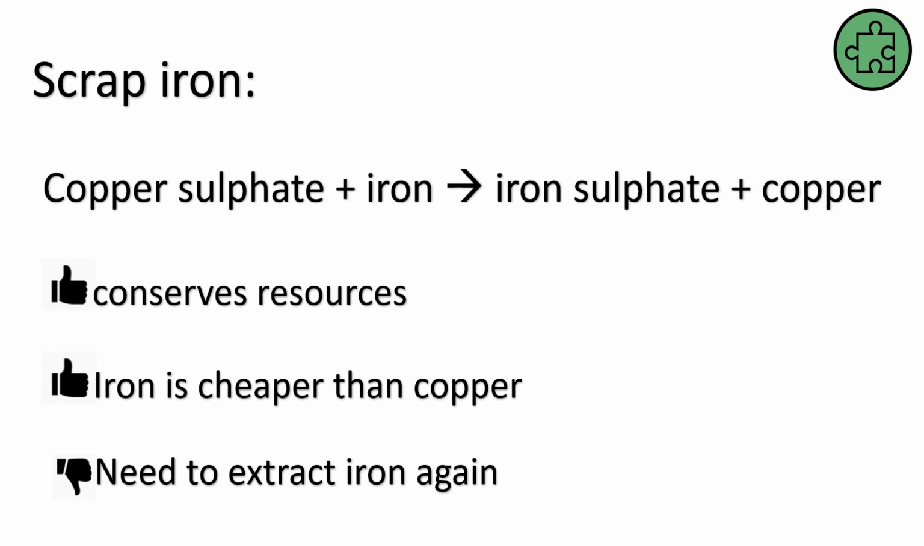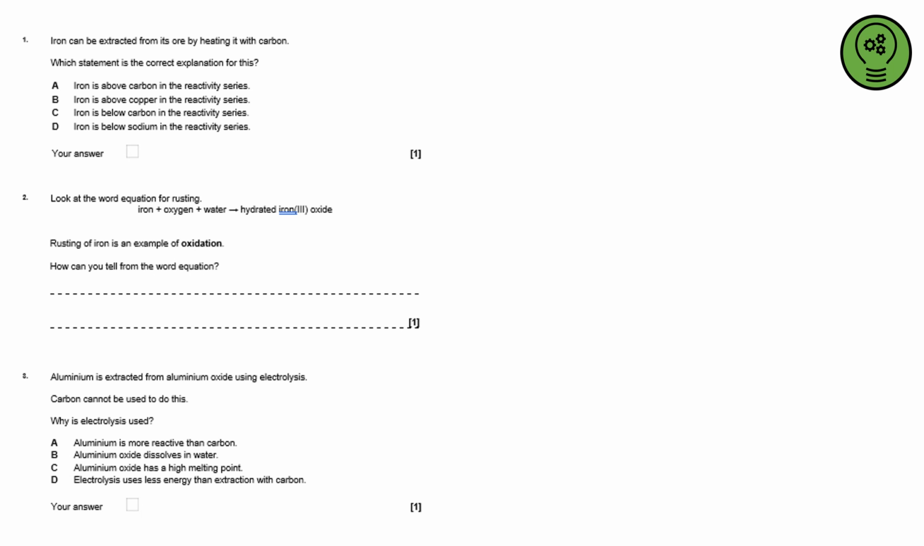So finally then, scrap iron can be used rather than electrolysis to separate the copper from the copper sulfate, just a displacement reaction, which is going to use a lot less energy than electrolysis. And the scrap iron is then easier to extract again using carbon. Okay, so foundation and higher, pause the video and have a go.